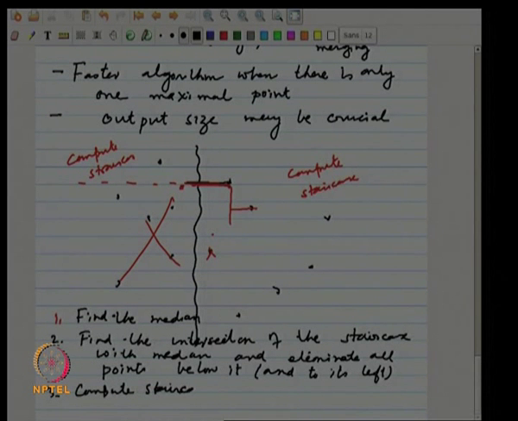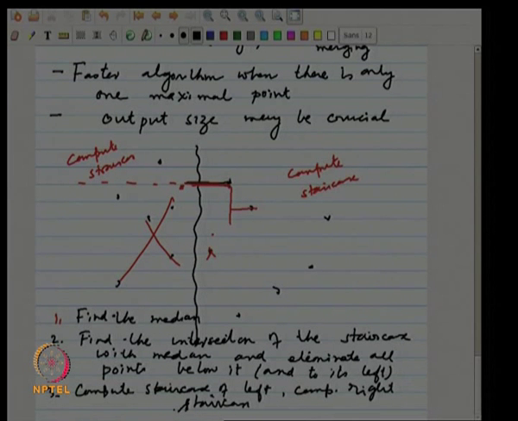Then compute the staircase of the left, compute the right staircase, and that's it. You're done. Finally, the output is simply joining these two staircases. Fine, it is easily stated.